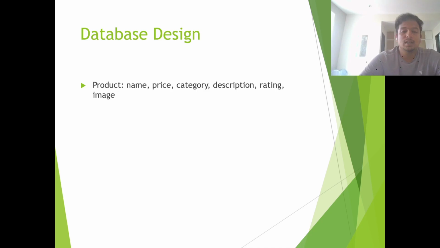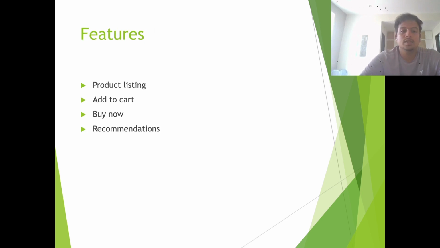And the next is the database design. The database stores product details such as name, price, category, description, rating, and image. This structure allows easy retrieval and filtering of products. So the next is features. The application includes product listing, add to cart, buy now option, recommendation system, and routing between the pages.